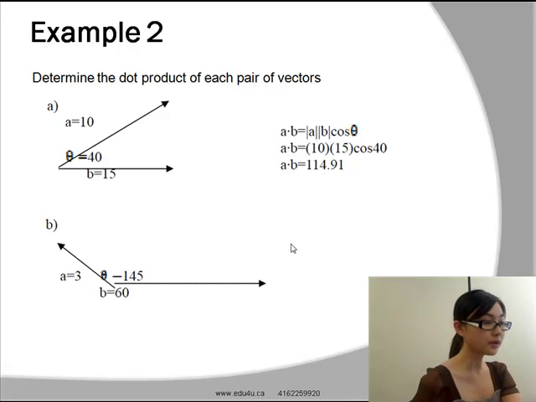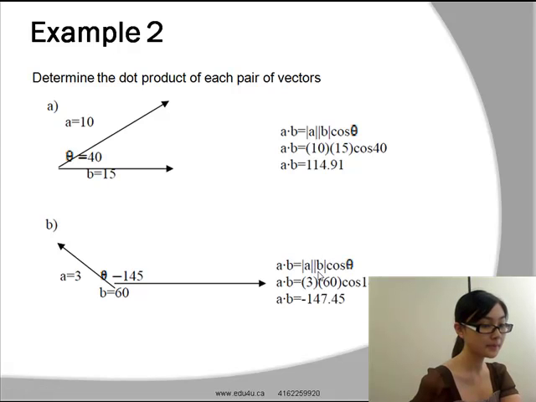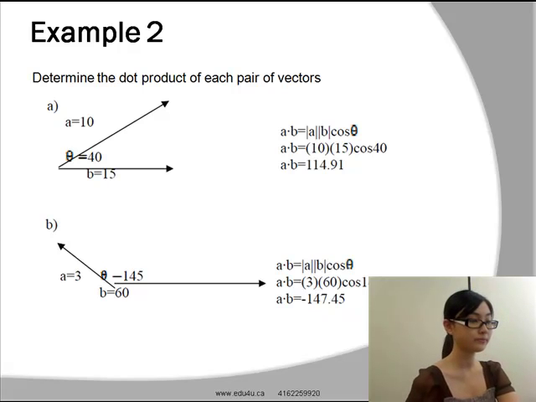Question B is very similar, in which we have A equal to 3 and B equal to 60. The angle in between is 145 degrees. A dot B will be equal to negative 147.45.